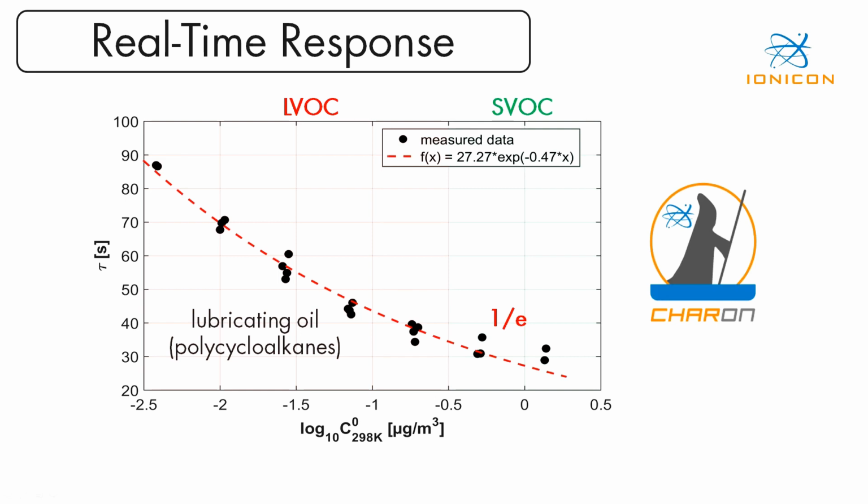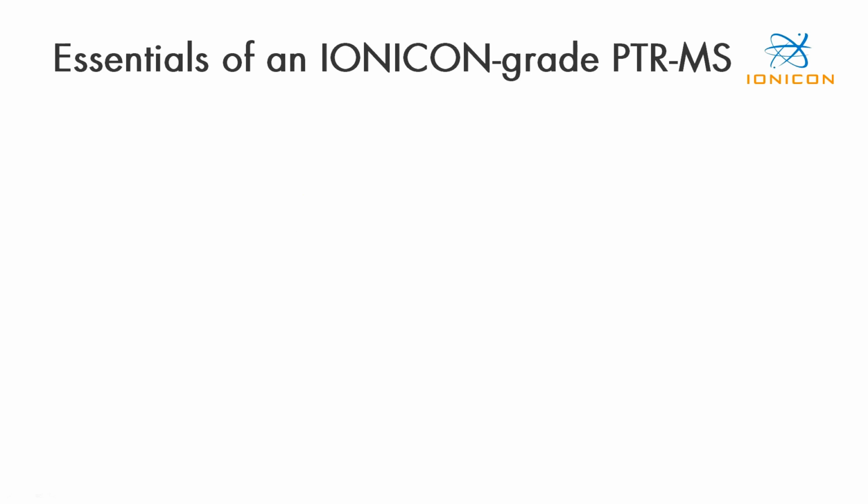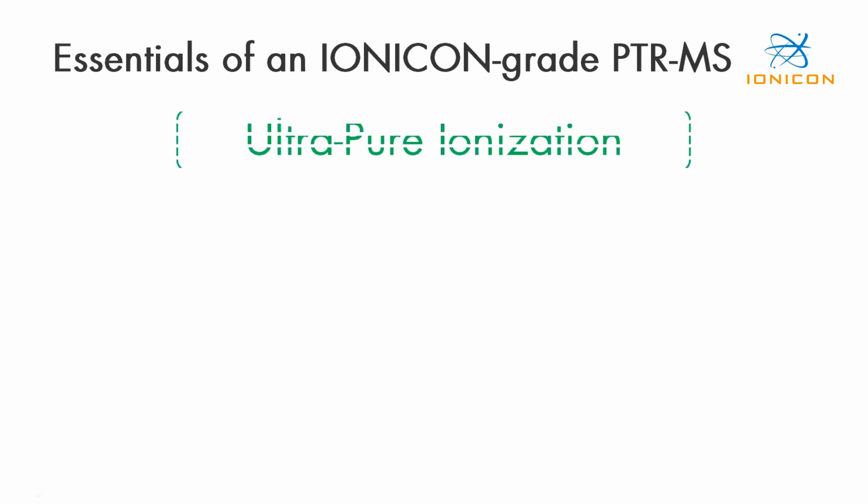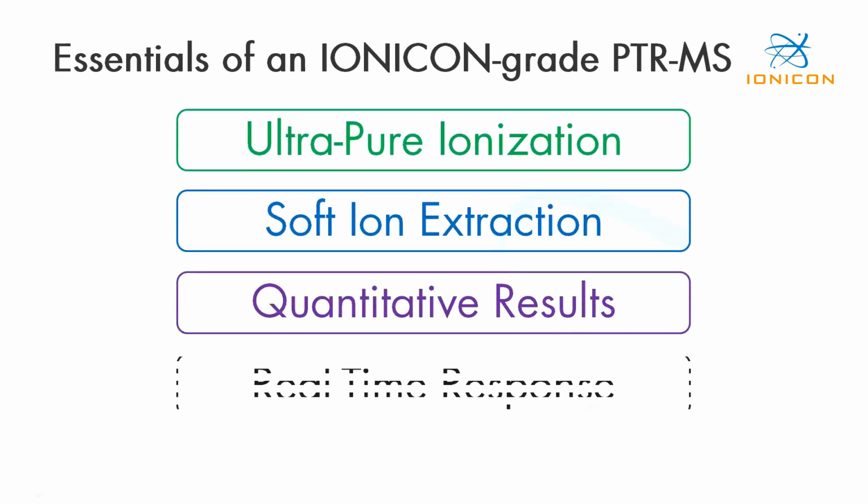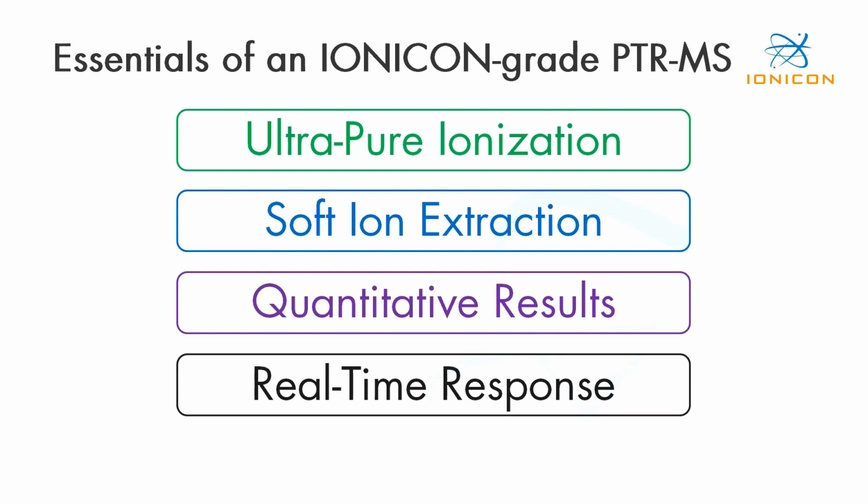And with the Curion particle inlet that is exclusively available for IONICON PTR TOF-MS, we can even extend the real-time response from VOCs and IVOCs to SVOCs and LVOCs. Finally, we have all the 4 essentials of an IONICON-grade PTR-MS explained. I think we all agree that pure ionization, soft ion extraction, quantitative results, and real-time response are absolutely necessary, and these are only provided by IONICON, home of PTR-MS with more than 350 PTR-MS sold.